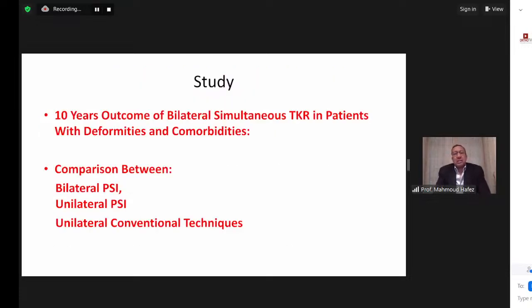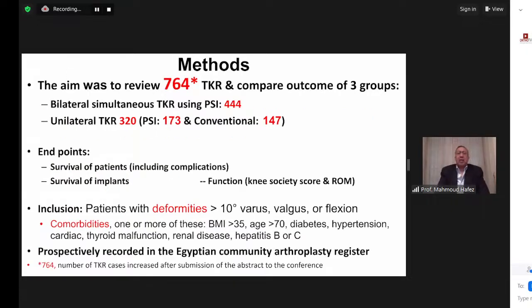Let's see, this is a study which was done to compare bilateral simultaneous, and we're having 3 groups here. But all 3 groups have deformities and comorbidities, okay? Comparison between bilateral PSI, unilateral PSI, and unilateral conventional techniques.